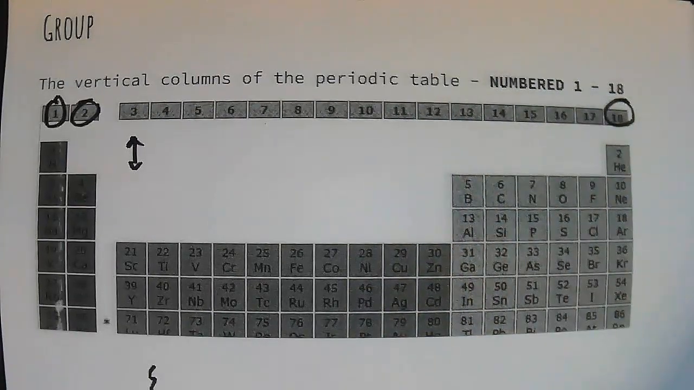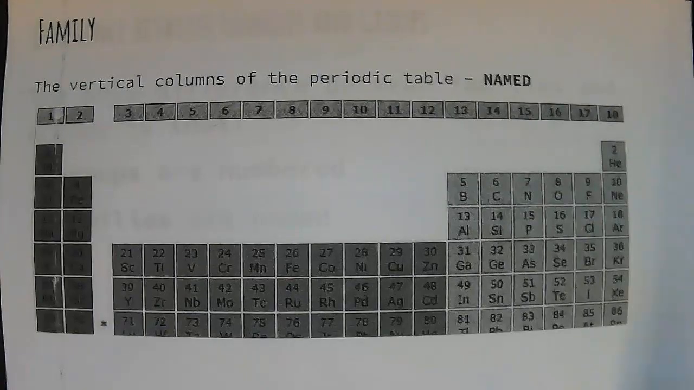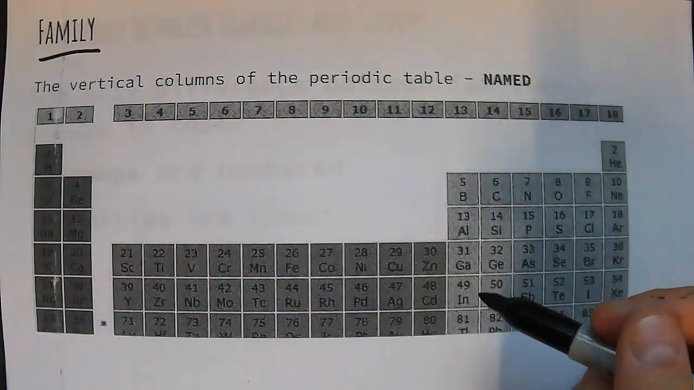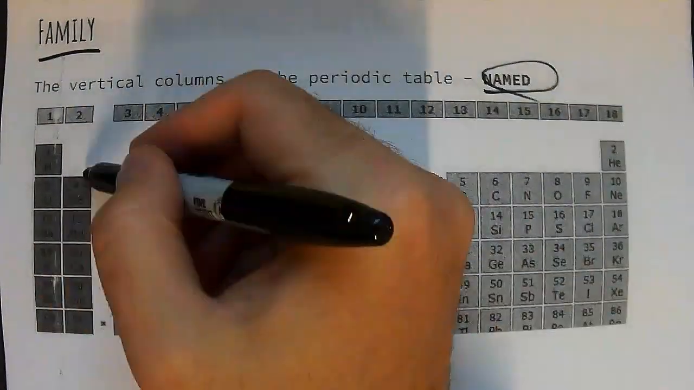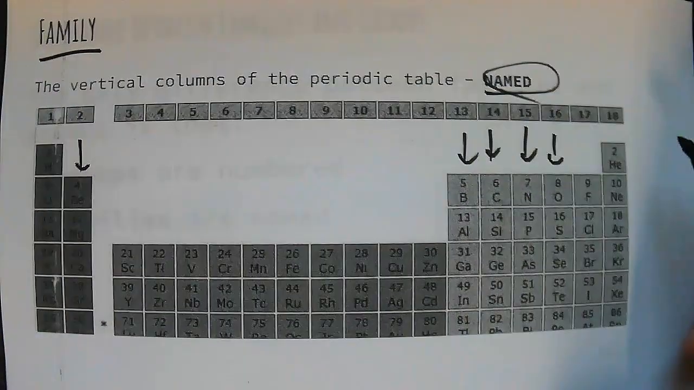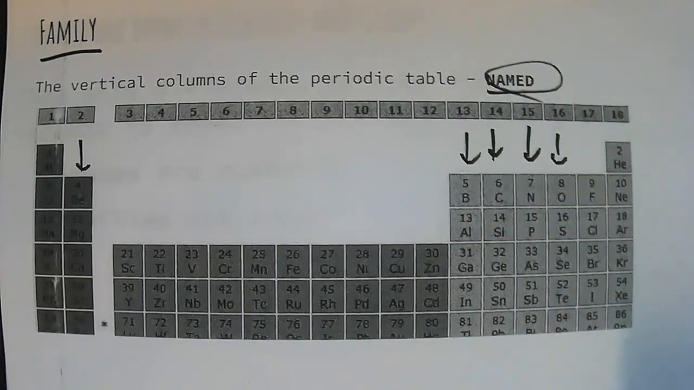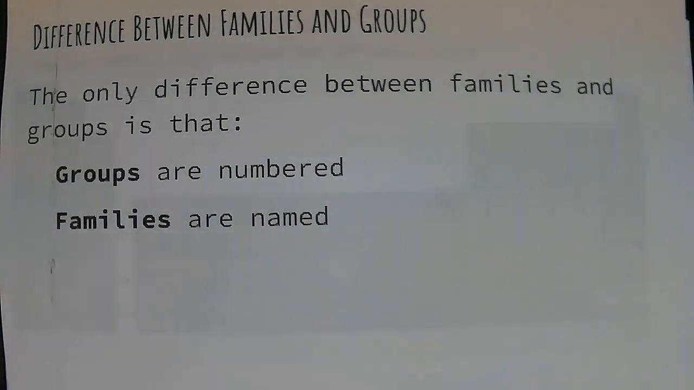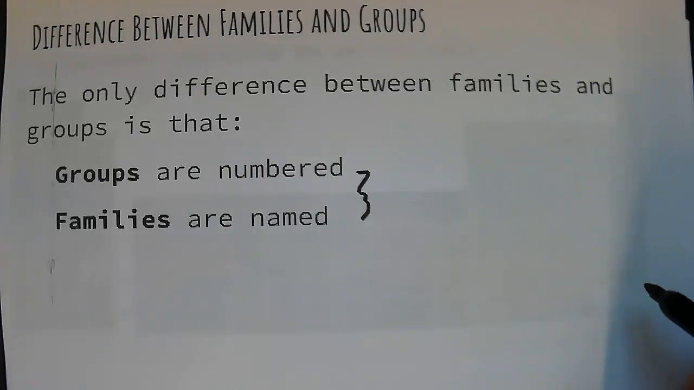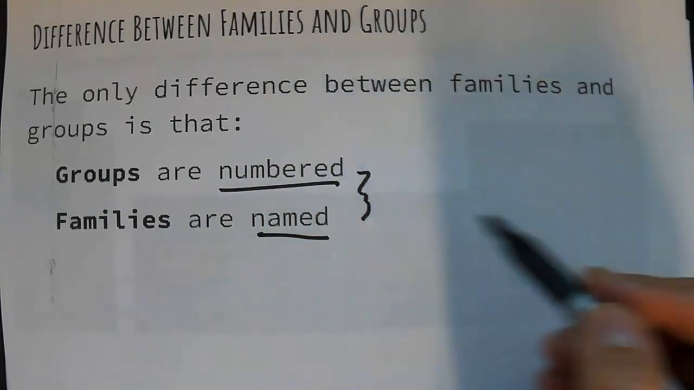Now, we also have another name for the columns, and these are called families. Families, instead of being numbered, are named. So all of these columns have names going across here. Not only are they named by family, but they're also numbered using groups. That is the only difference between groups and families: groups are numbered, and families have names.